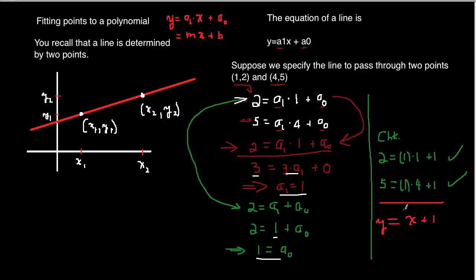So that means the equation for the straight line must be this equation right in here, y equals x plus 1. So that's how we can take 2 points and use the 2 points to solve for the equation of the straight line that goes through those 2 points.